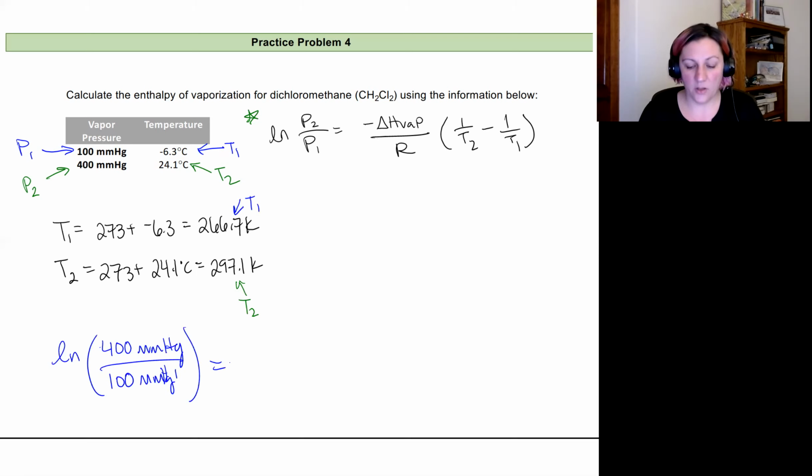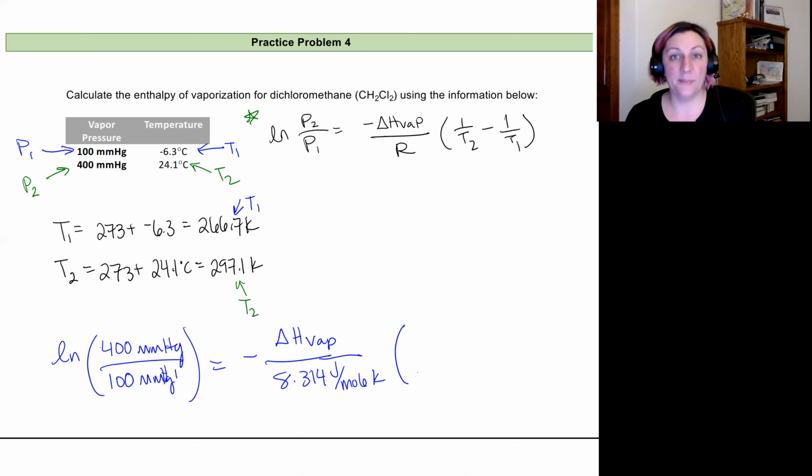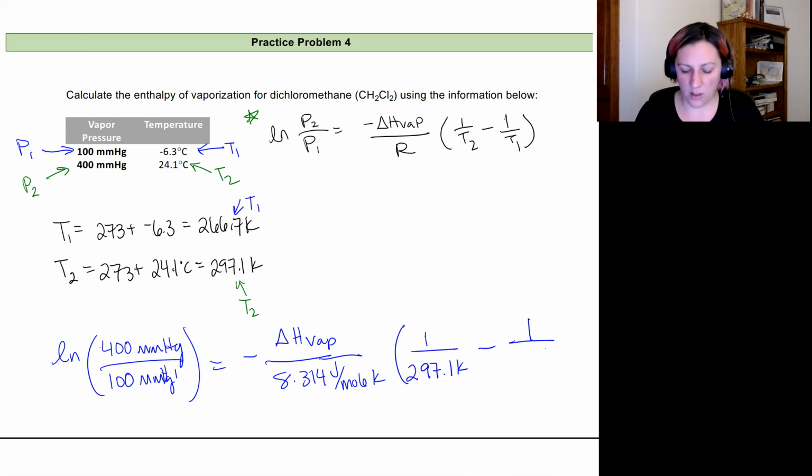All right. So that's then going to be equal to the negative value of the enthalpy of my vaporization divided by R. And R is going to be not 0.0826 or 66.4, but 8.314 joules per mole Kelvin. And I'm going to multiply that by 1 over my second temperature minus 1 over my first temperature. So that's going to be 1 over my 297.1 Kelvin minus 1 over my 266.7 Kelvin.